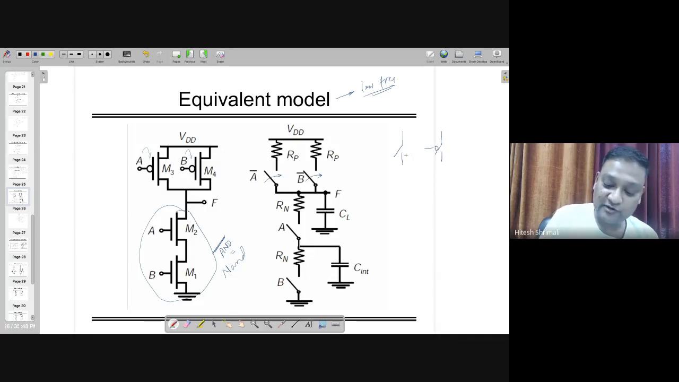But if you want to implement that with a normal switch, you have to change the input. So here it was A, but with this one it becomes A bar, and similarly B bar. So resistance and switch, that is the equivalent model of this one, which does not have capacitance.